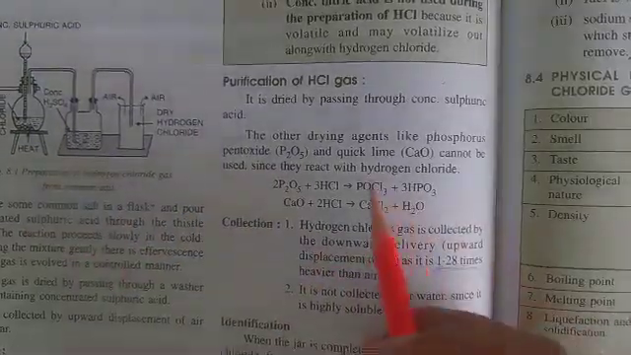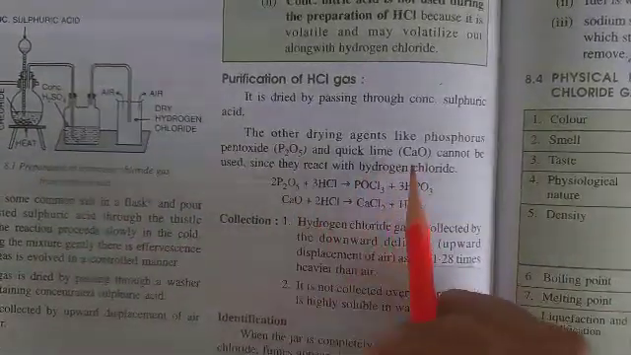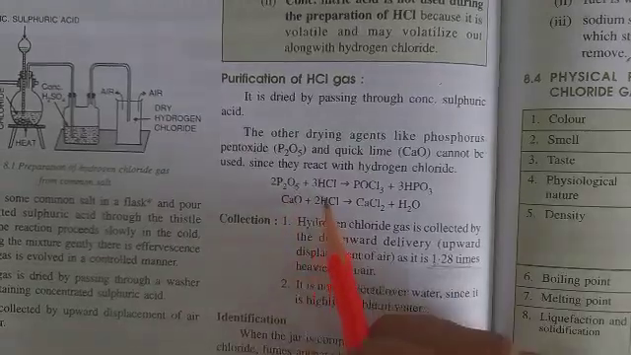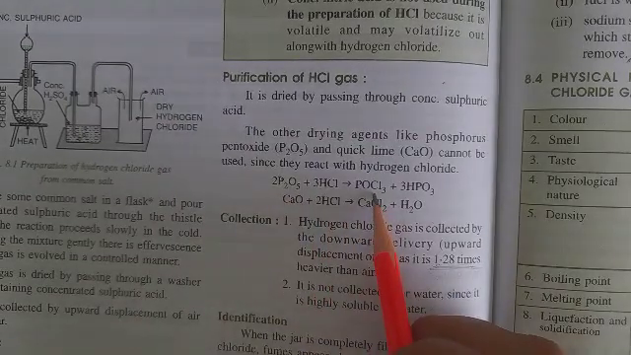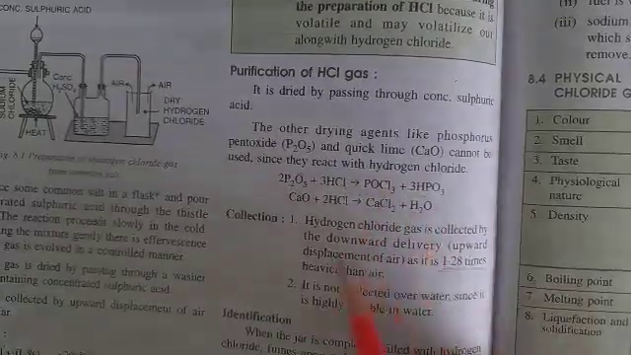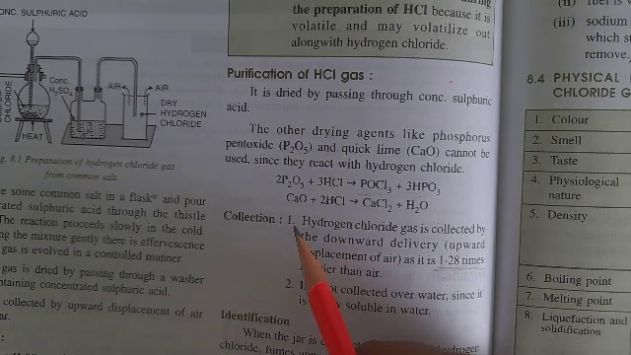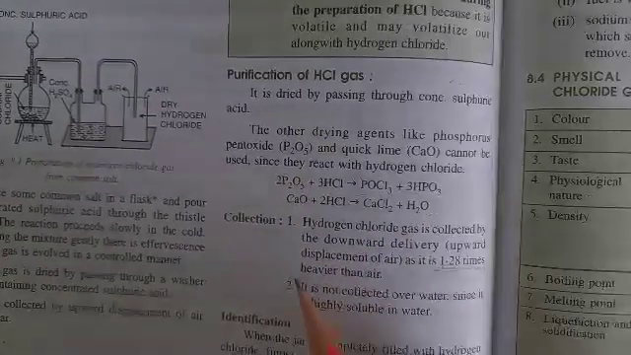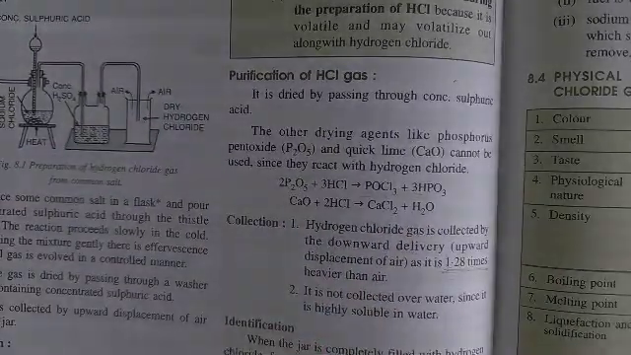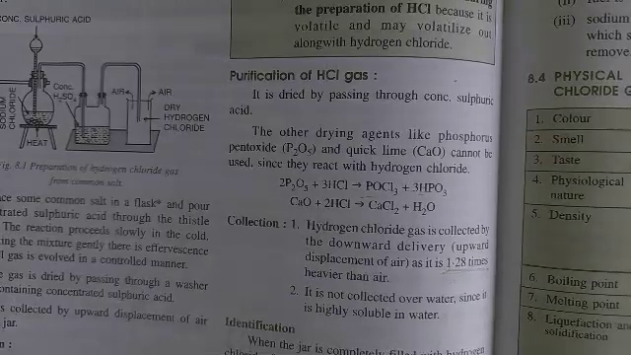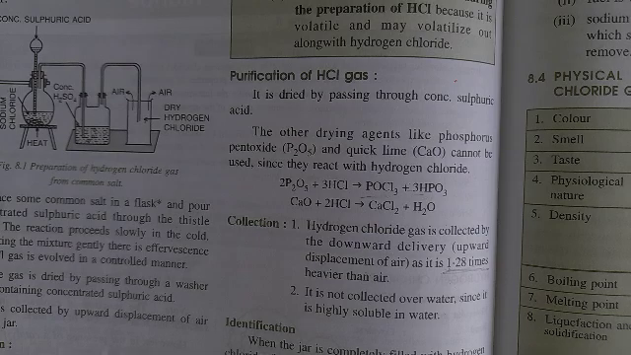Then why don't we use phosphorus pentaoxide or quicklime? With phosphorus pentaoxide, HCl gives you, okay, this is the reaction for phosphorus pentaoxide. And with calcium oxide, of course, we cannot do it, because calcium oxide is a basic oxide. So acid plus base will give you salt plus water, right? Remember, it's a rule, we never dry an acidic gas with the help of a basic salt, and a basic gas with the help of an acid. Okay, did you get that?